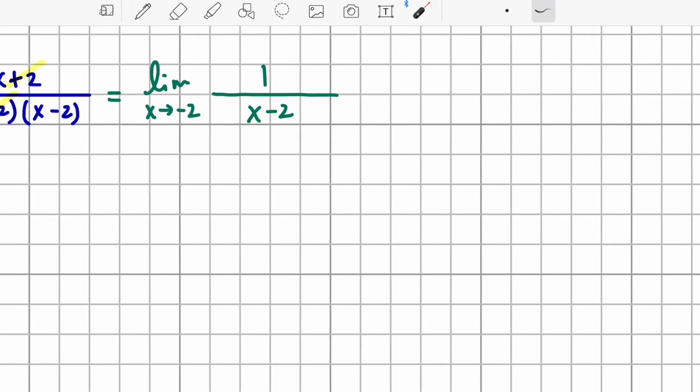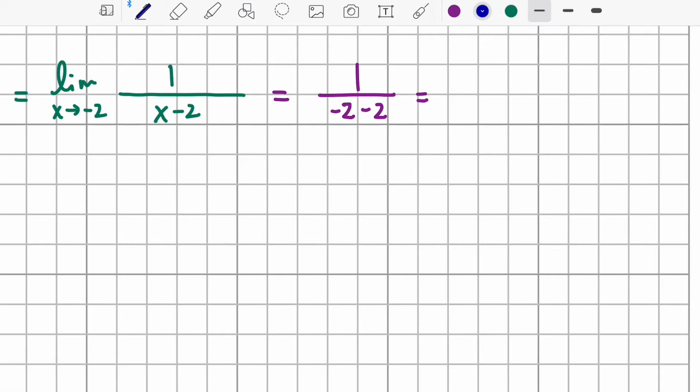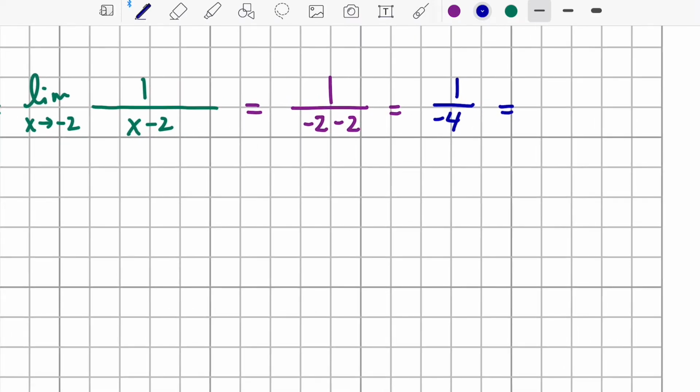So now, what we're going to do is evaluate this limit. So limit as x approaches -2 of this function. Let's replace the x with -2. Now, when you evaluate the limit using direct substitution, you no longer need the limit sign. So 1 over, the x becomes -2 minus 2. And then -2 and -2 is -4. So this is 1 over -4. And you can leave a negative in the denominator or just put it in the middle. So -1/4.